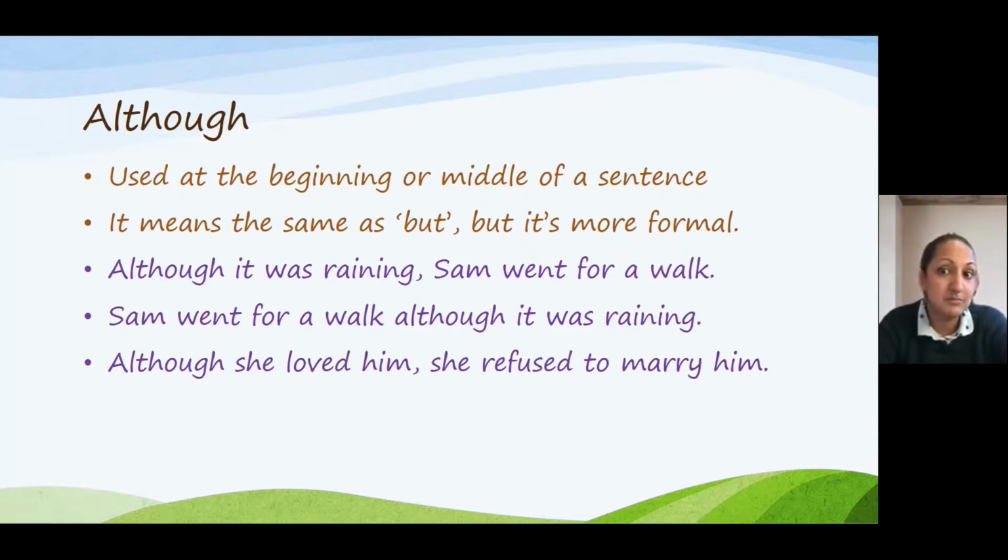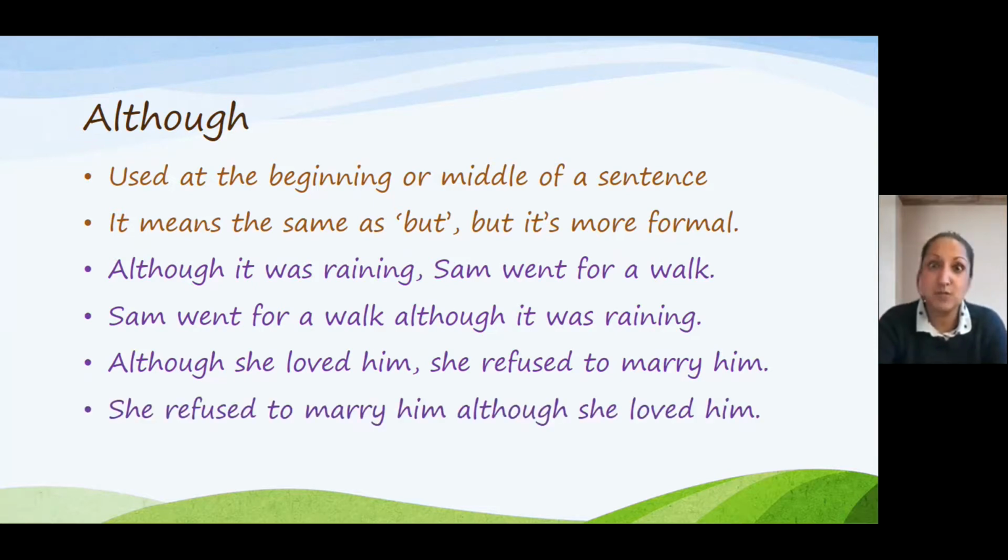Though she loved him, she refused to marry him. So you've got that contrast again. She loved him, but she didn't want to marry him. And again, you can change it around. She refused to marry him, although she loved him. Notice that if the sentence begins with although, we need to have a comma after the clause, before the next clause. Okay, you don't have to have it if although is in the middle of the sentence.